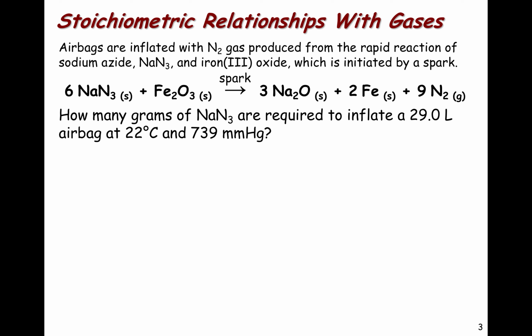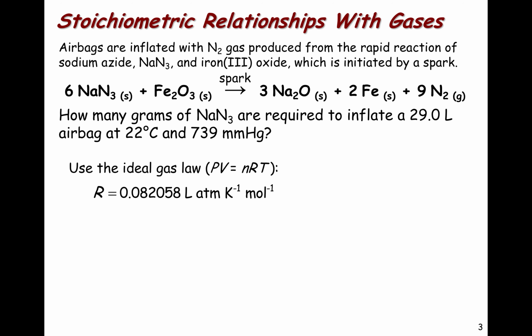To answer this question, we need to first figure out how many moles of gas, the N2 gas, are going to be in the airbag after it has been inflated. So we're going to use the ideal gas law, and we're going to solve for the n in this equation. So we know that the gas constant is a value of 0.082058 liters atmospheres per Kelvin mole, and the pressure, which is given to us as 739 millimeters of mercury, will need to be converted into atmospheres.